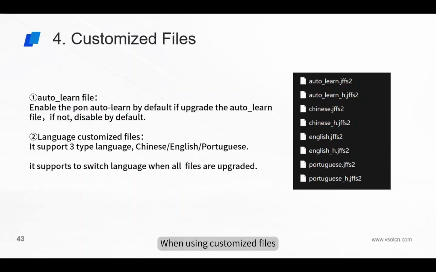When using customized files, if the Auto Learn file is upgraded, it will enable PON Auto Learn by default. If not, it is disabled by default. It supports three languages: Chinese, English, and Portuguese. It supports switching language when all files are upgraded.